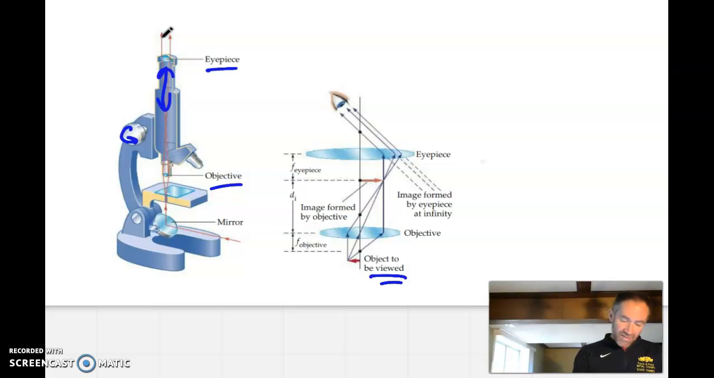And so that's nice because whenever the image is at infinity, then you can just, with a very relaxed eye, stare straight ahead. So if you're focusing this microscope properly, you're going to be able to look in there all day. It's not going to give you any kind of eye strain or anything like that. It's going to be a very, very relaxed eye. And so that's that idea of a compound microscope, using the ability to change where the eyepiece is relative to the objective so that you can get the image from the objective at the focal point of the eyepiece.